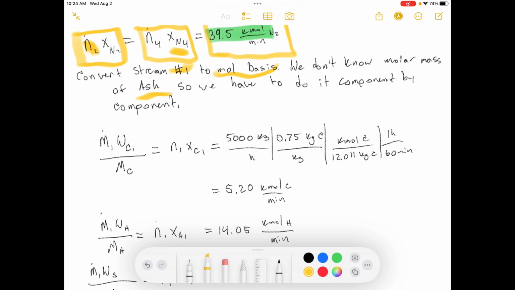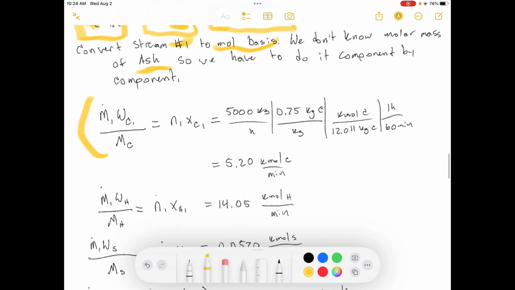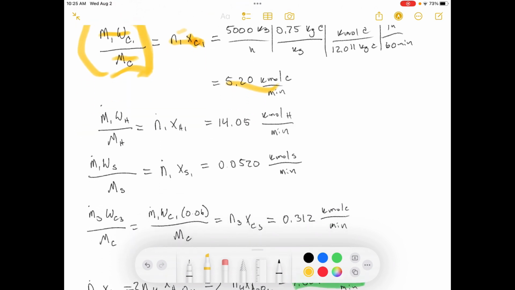Okay, so let's just find out what we can, starting with carbon. We say, okay, we have this much mass of carbon going in. This is the molar mass of carbon, so N1 times the mole fraction of carbon, the number of moles of carbon in stream 1, is equal to this, right? And we do know all of these things, so we can calculate the moles of carbon in stream 1, which is this. Then we do the same thing with the hydrogen, and we get the moles of hydrogen in stream 1, and then the same thing with sulfur, and we get the moles of sulfur in stream 1.